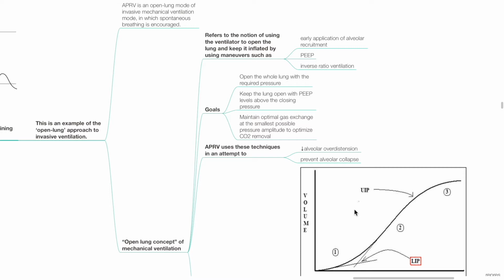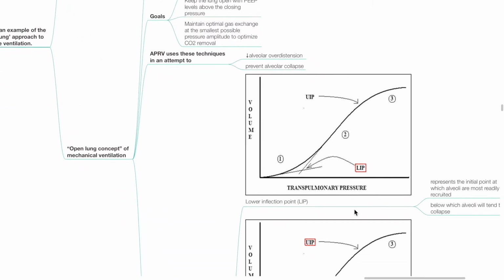Goals: to open the whole lung with the required pressure, to keep the lung open with PEEP levels above the closing pressure, and to maintain optimal gas exchange at the smallest possible pressure amplitude to optimize CO2 removal. APRV uses these techniques in an attempt to reduce alveolar overdistension and prevent alveolar collapse.